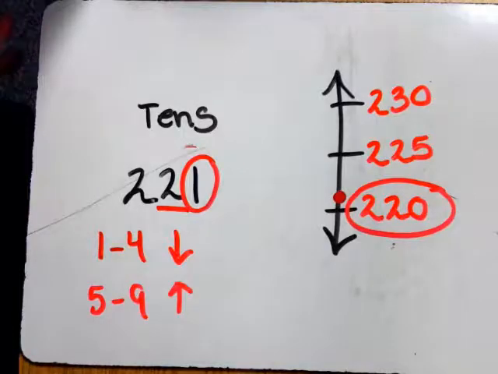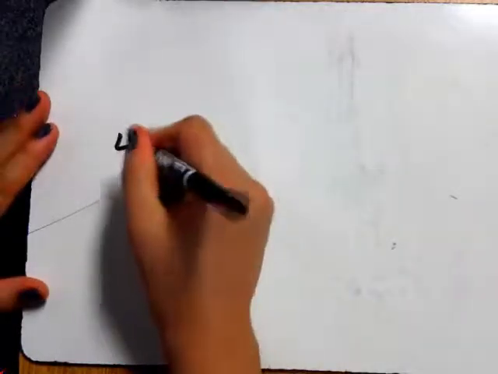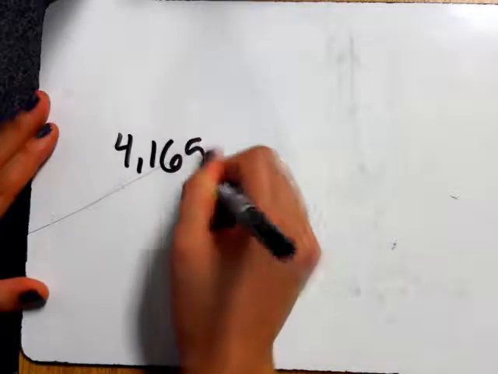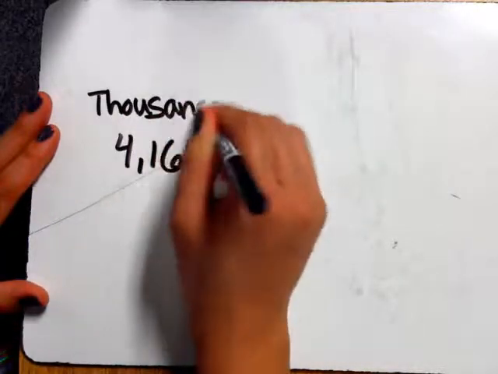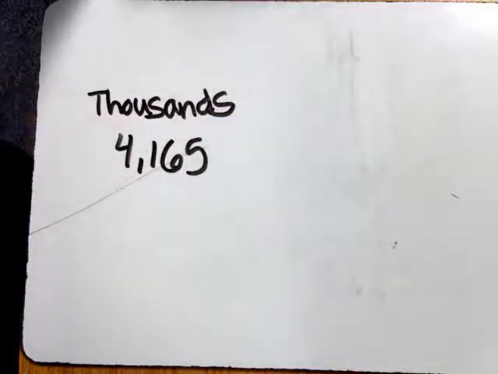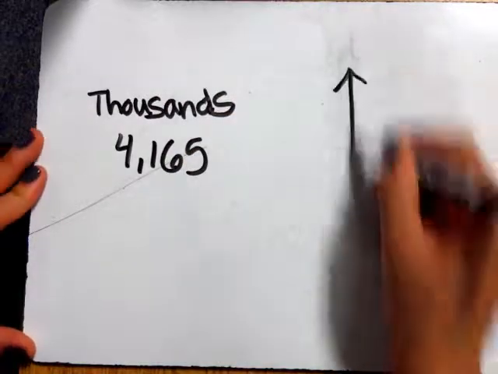All right, let's go ahead and move on to a thousands place. Now this is the same concept, except now you have 4 digits. So let's go ahead and do 4,165. And we are rounding to the thousands place. So same thing, we read the number. Second step is to create the vertical number line with our 3 values.